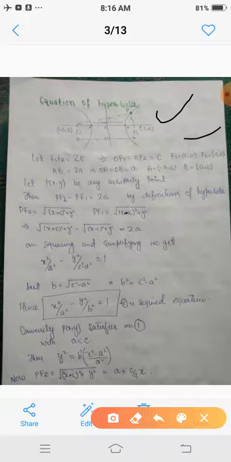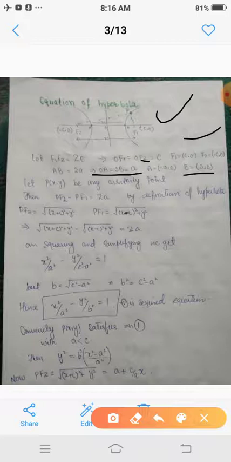Here this x-axis is the transverse axis of this hyperbola with center as O. This means that A and B are the vertices of this hyperbola, such that OA equals OB equals a, which implies that the coordinates of A are (-a, 0) and the coordinates of B are (a, 0).